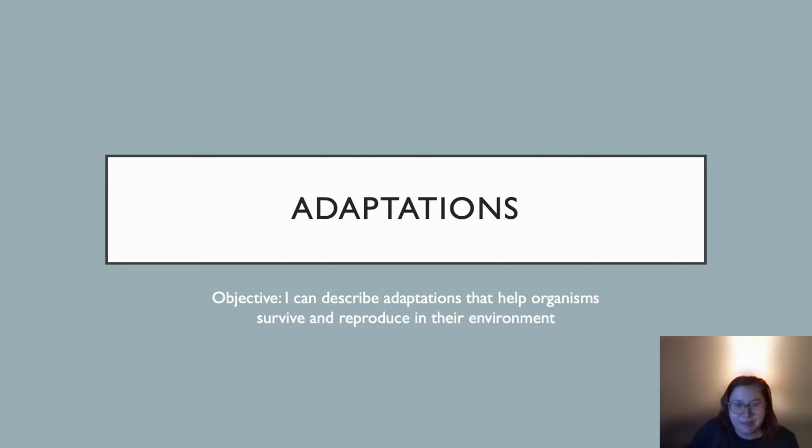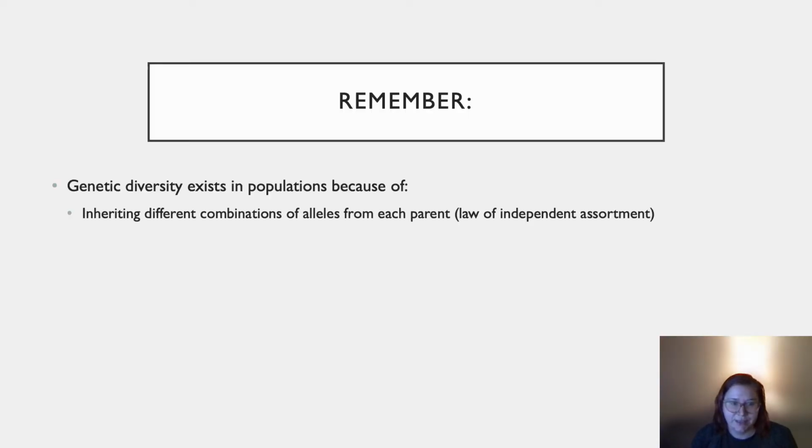Okay, let's get started. Genetic diversity exists in populations for a couple of reasons. Genetic diversity means having many different alleles or many different types of gene across all individuals of a population. This arises because individuals inherit different combinations of alleles from each parent. Remember the law of independent assortment, which says that you get some chromosomes from mom and some from dad in different combinations. It can also arise because of mutations.